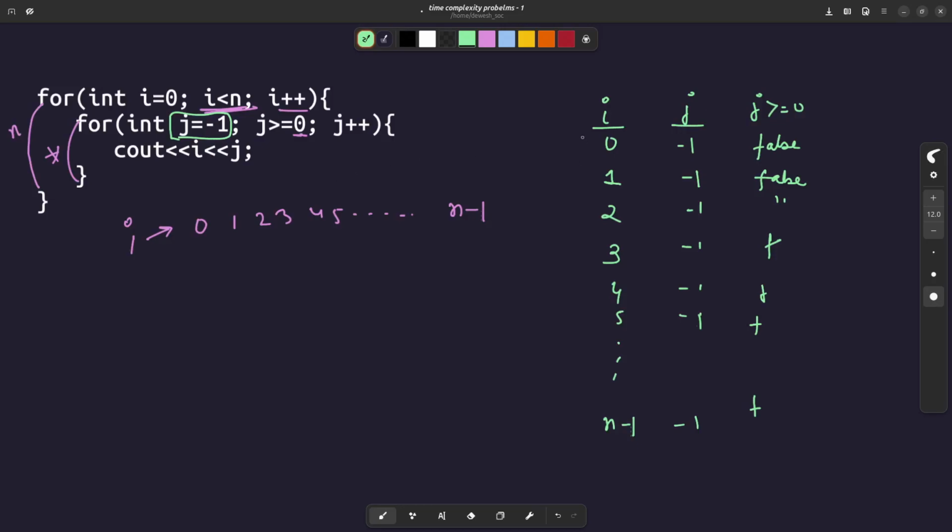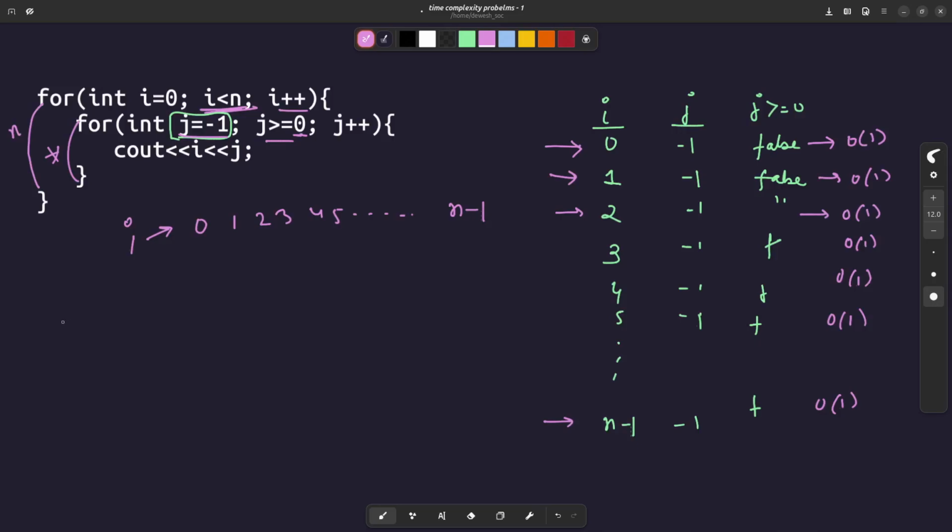So, what is happening is, for i equal to 0, the j loop is not running, but we are still checking things, right? We are initializing j, we are checking the condition. So we can say that for i equal to 0, we are doing constant work. Similarly, for i equal to 1, we are doing constant work. i equal to 2, we are doing constant work. For each of these, we are doing constant work.